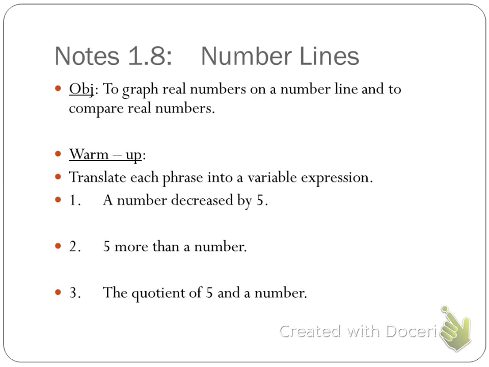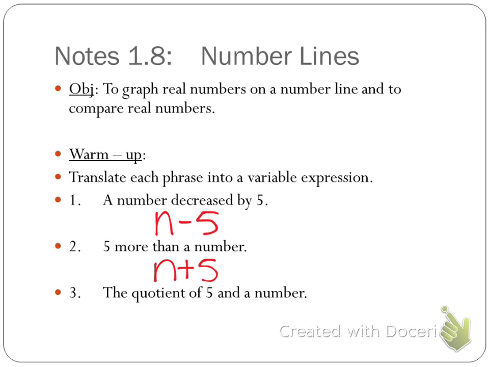A number decreased by 5. Any volunteers? Yes, sir. N minus 5. Very good. 5 more than a number. Jamal? 5 plus n or n plus 5. Either way would work. Commutative property.